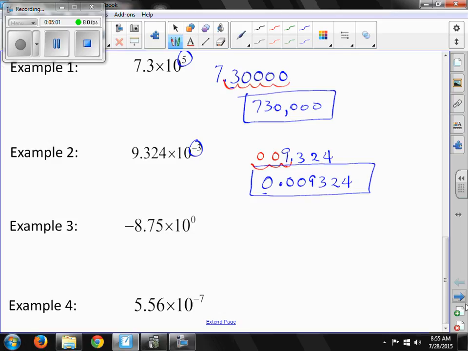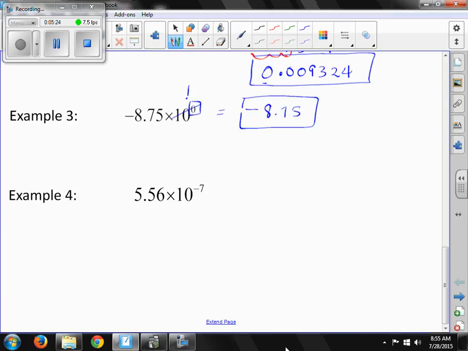Example 3, negative 8.75 times 10 to the 0. The 0 power indicates that we will not be moving the decimal point. We'll be moving it 0 times. You remember that 10 to the 0 is equal to 1. And so this will just turn into negative 8.75. It will not be necessary to move the decimal point.